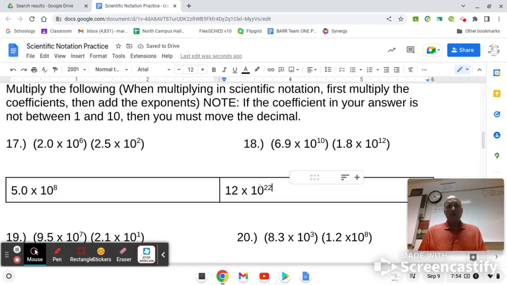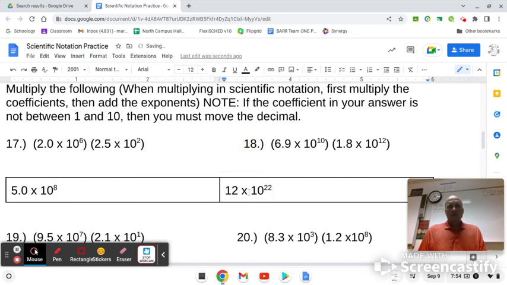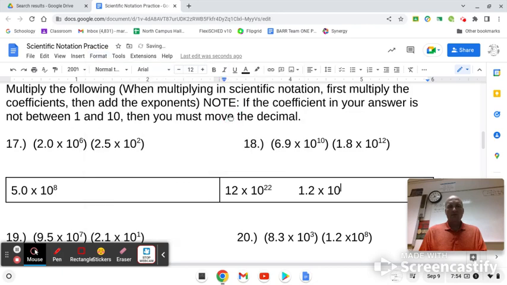All right, now this one's a little different. Look what happened here. This number in front is not between 1 and 10. So I need to do one more step. I need to move this decimal, which is after the 2 here, to the left one time. That's going to be 1.2. And because I moved to the left, that's going to make my exponent a little bit bigger. So that's going to be times 10 to the 23rd. All right, so that's my answer. I'm going to highlight this answer just to show that this is the best answer.